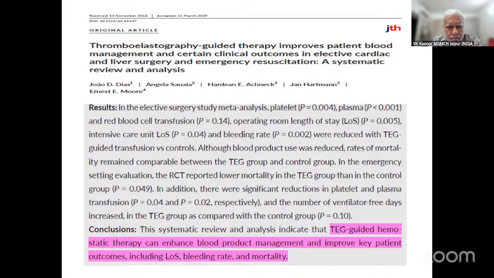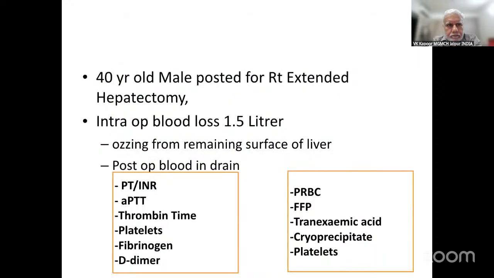There is another systemic review done in liver transplant surgery and during elective cardiac surgery. They concluded that TEG-guided blood transfusion therapy is needed to decrease the blood transfusion rate, the bleeding rate and mortality in patients. So now come to the example.